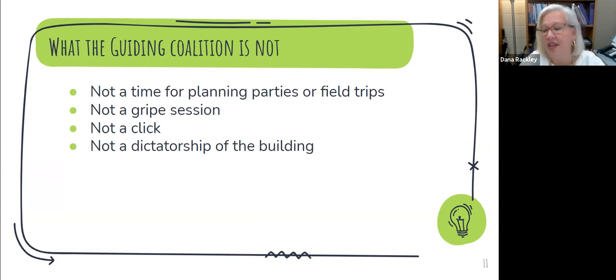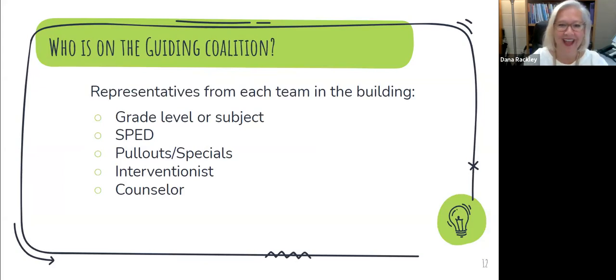It's also not a dictatorship of the building. We're all in this together. Like I said at the beginning, there is too much to do. There is too much work to be done. And nobody has time to dictate anybody else or be a micromanager or any of that. We are all in this together, and the guiding coalition just helps to guide that and helps to drive that bus. So there you go. There's your guiding coalition.